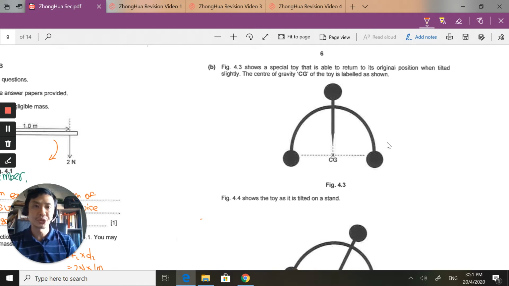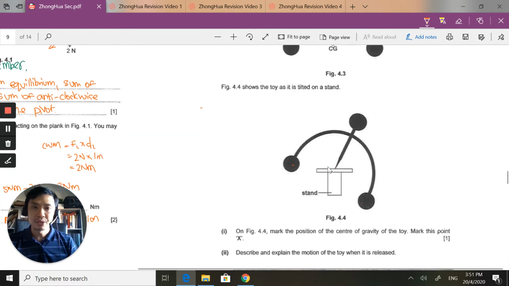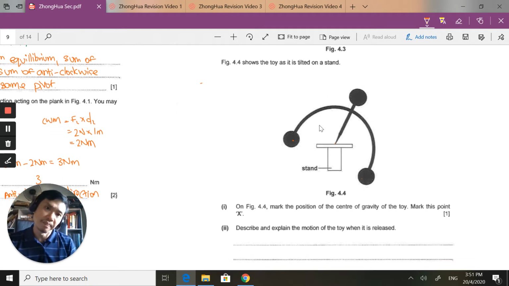So this is one of those toys where it goes back to its original position no matter how you hit it. They already labeled that this is the CG. It's halfway between the two side masses and directly underneath the pointy bit. So this is now in its off position. They want me to mark X where the CG is. Now the CG has not changed. Let me try and draw this as accurately as I can.